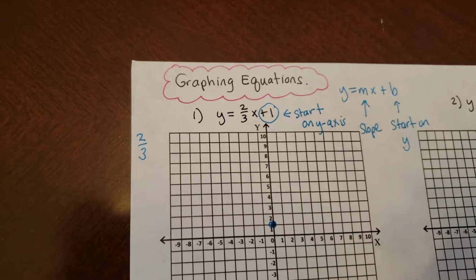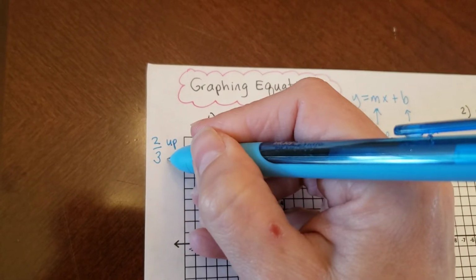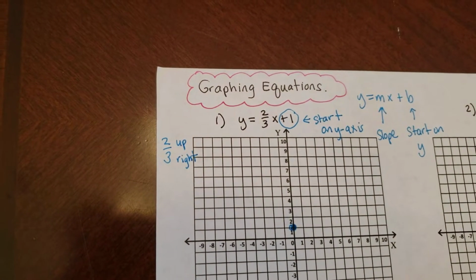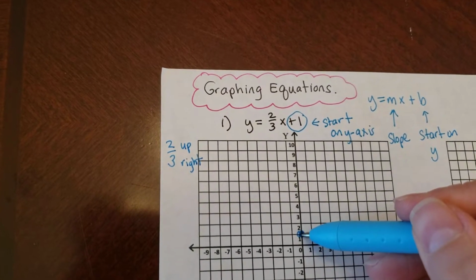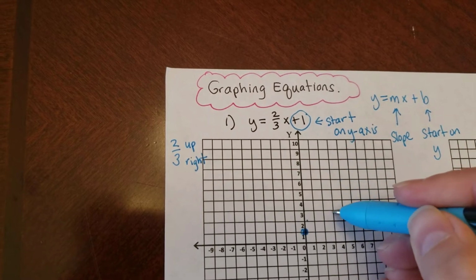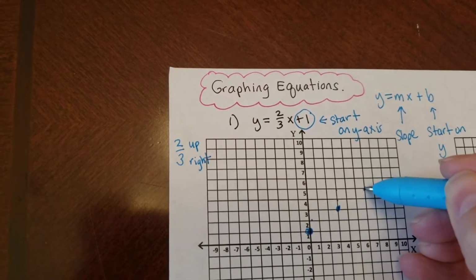The top number, because it's positive, means you're going to go up. The bottom number means you're going to go right. The bottom number is always right. So positive on top means up. From here, you're going to go up 2, 1, 2, and then right 3, 1, 2, 3. And then you can do that again, 1, 2, 1, 2, 3.